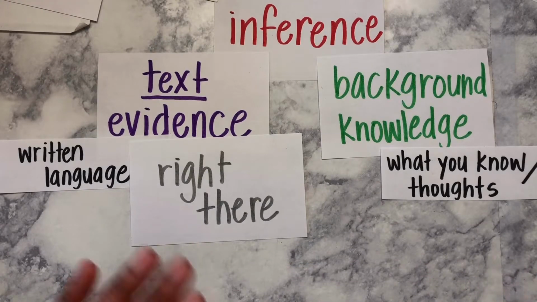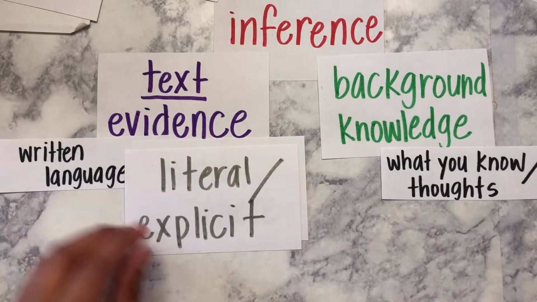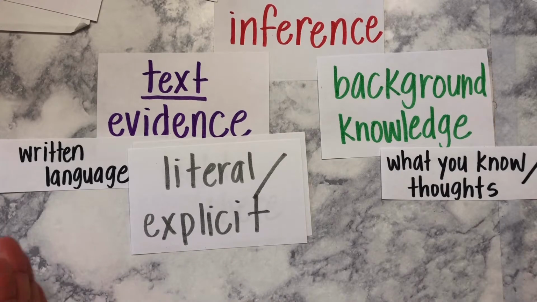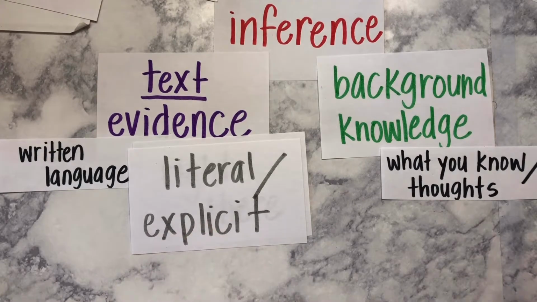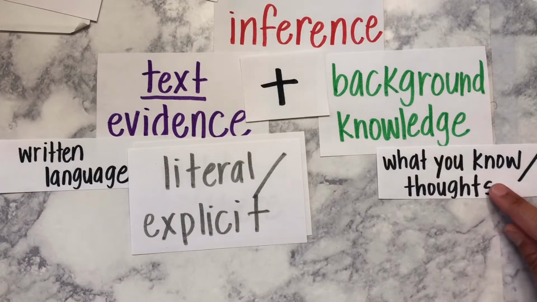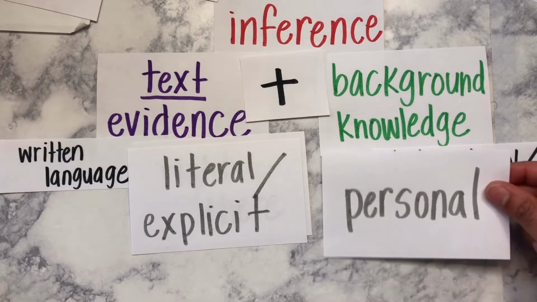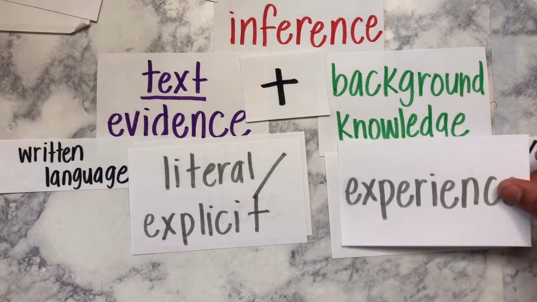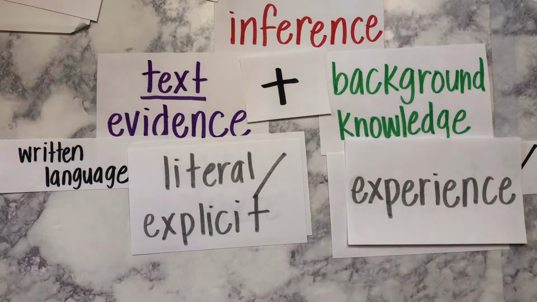Text evidence can be found right there in the text. It is the literal meaning of what the author is trying to say. This is not an inference. You must add your background knowledge and what you know to make an inference. So your background knowledge includes your personal experiences. When you add these two together, then you can make an inference.